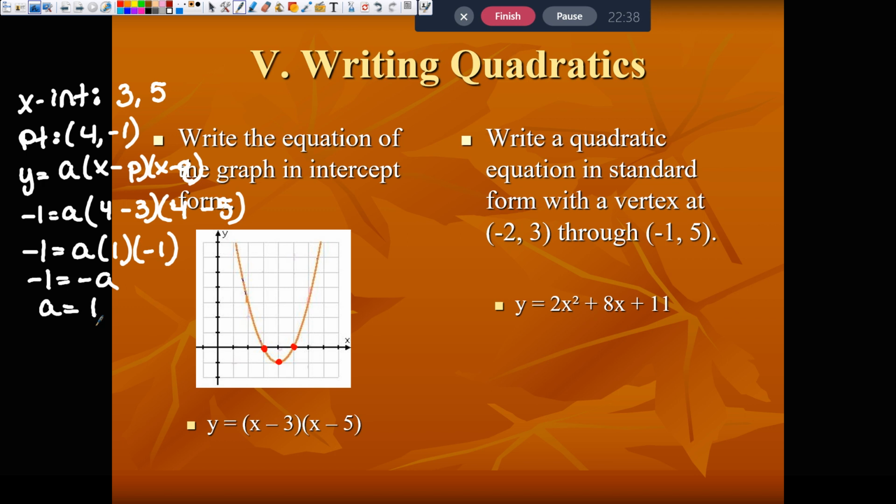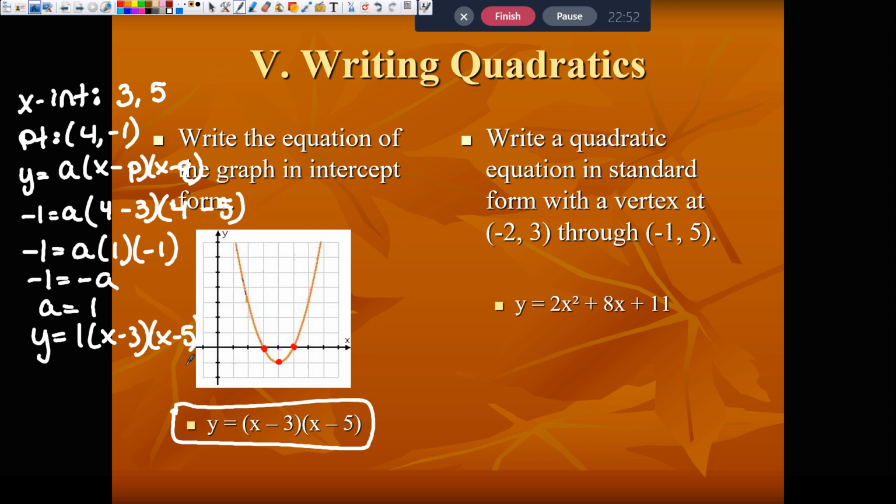Then I'm going to substitute this information back into my equation. So I will get y equals 1 times x minus 3 and x minus 5. Do I need the 1 out front? No. So then it just becomes this.